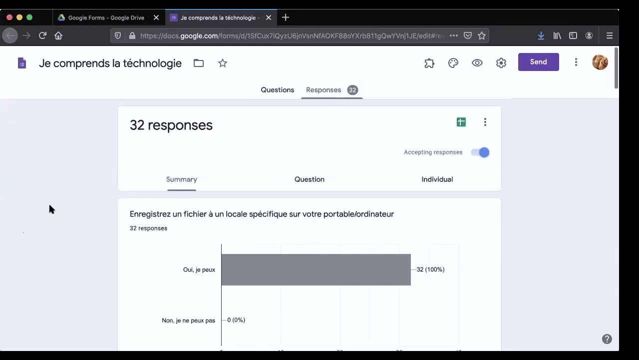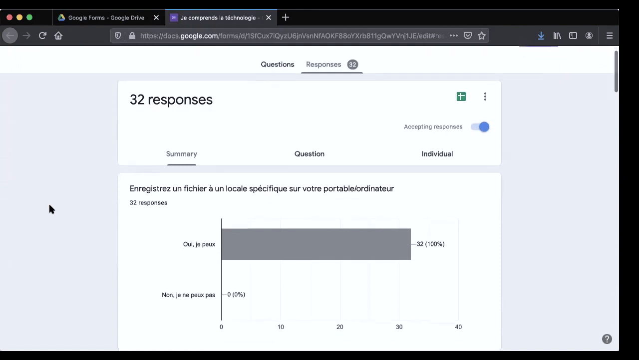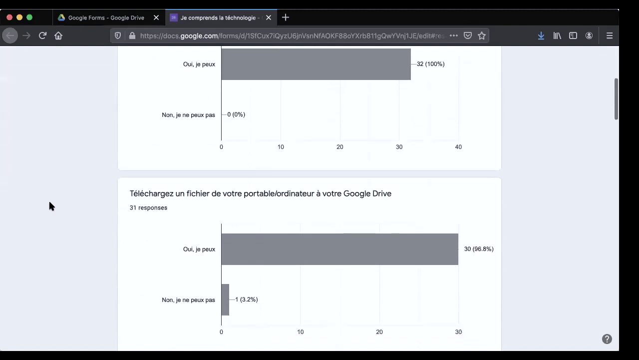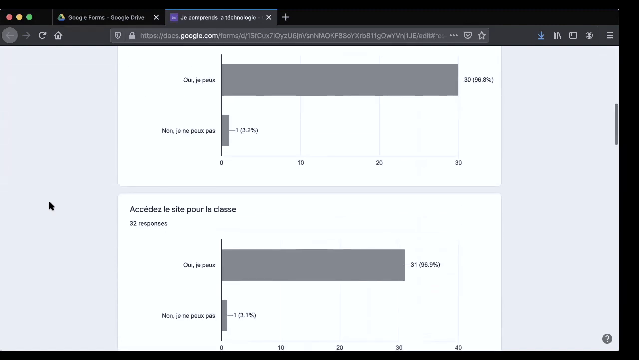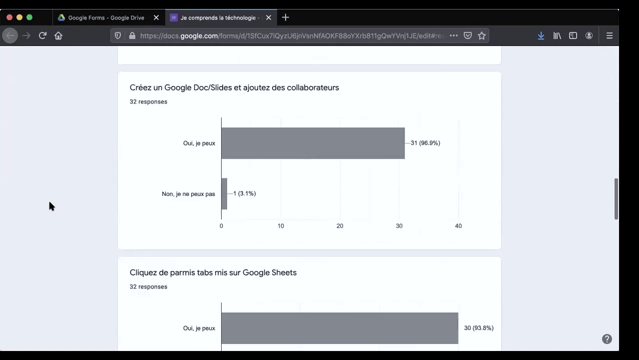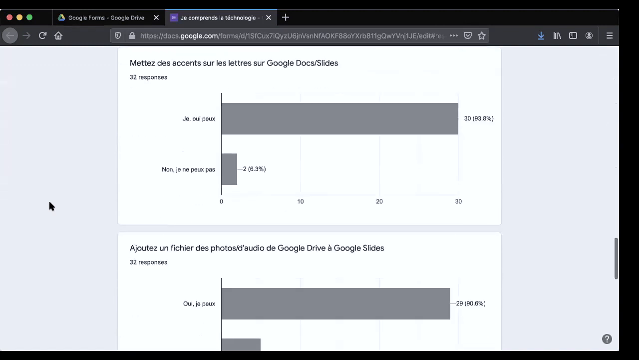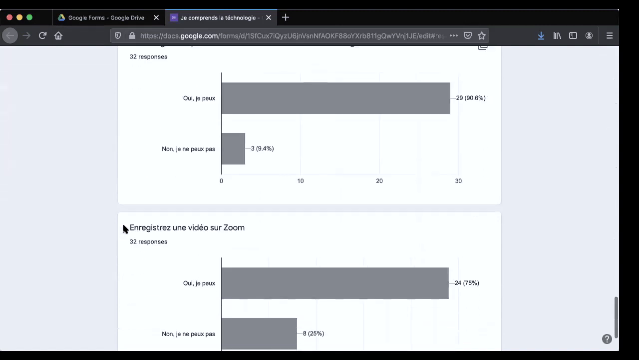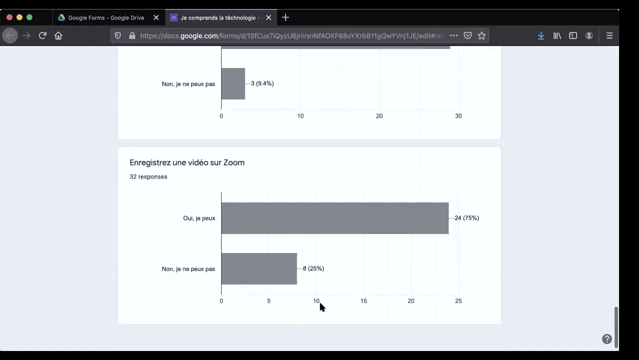So then I used the results of the survey to determine where the students' weak points were in terms of their comprehension of the types of tasks they were going to be asked to fulfill on Google and just using other types of technology. The majority of the class understood a lot of what I was asking them to do. There was one in particular where a good amount of students did not know, and that was recording a video on Zoom.